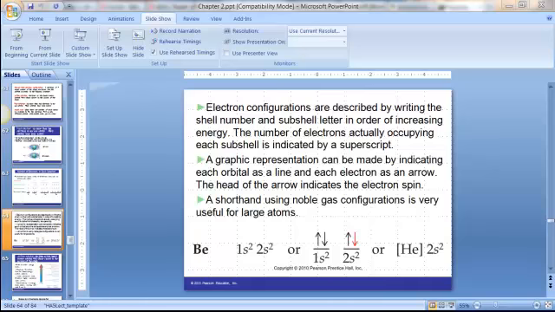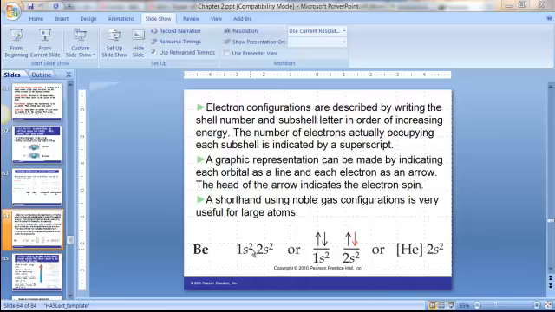Alright, so our electron configurations are like assigning addresses for our electrons that are spinning around each atom. They're described by writing the shell number. The numbers listed here are the coefficients, or the shell number. So this is the n number, the row number. The next letter is the subshell, so this represents the 1s subshell.